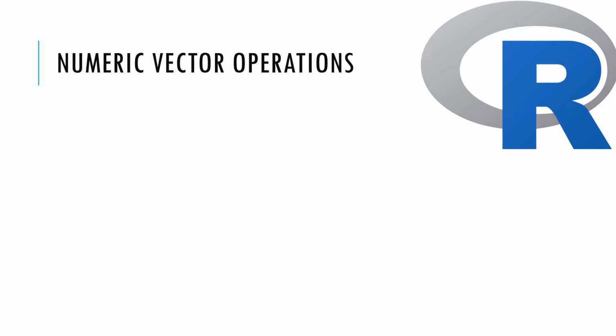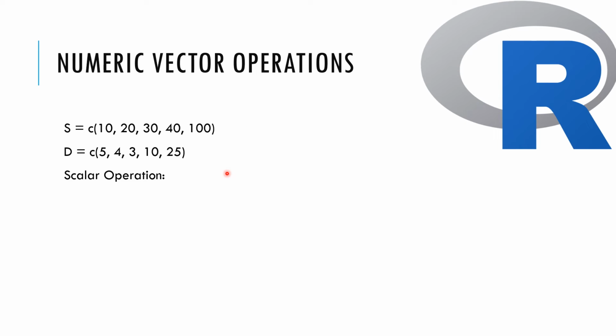Now numeric vector operations. So let's look at different operations that we can perform using numeric vectors. Again we define a vector here S and then another vector D. We can also perform scalar operations. What we mean by that is, let's say you want to multiply each element of this vector S by 5. So you simply multiply by 5 and R will automatically understand that you're trying to multiply each element of the vector by 5 and it will give you the result. So you can see that 10 multiplied by 5 is 50, then 20 into 5 is 100, and 100 into 5 is 500.